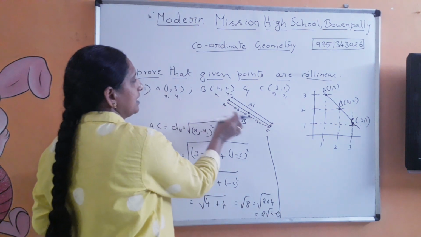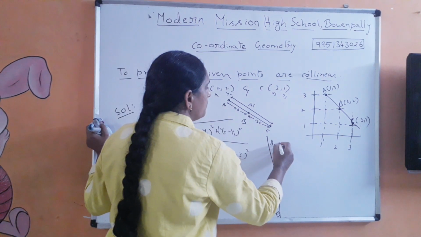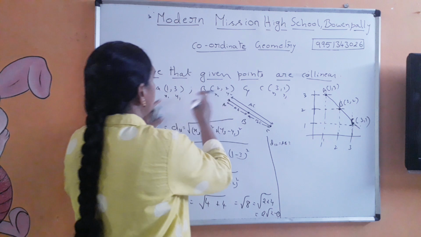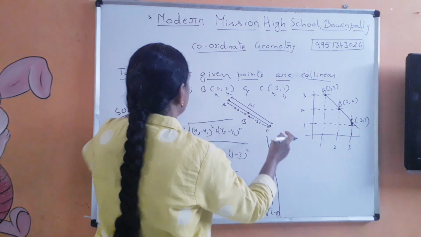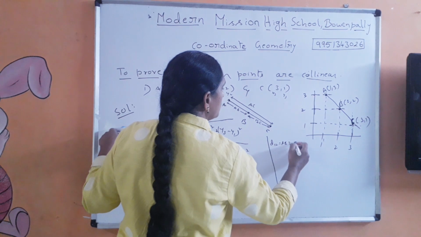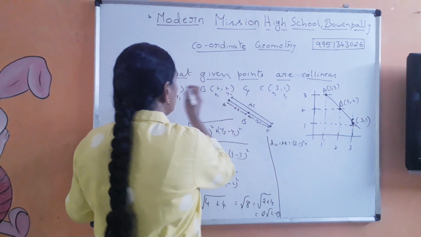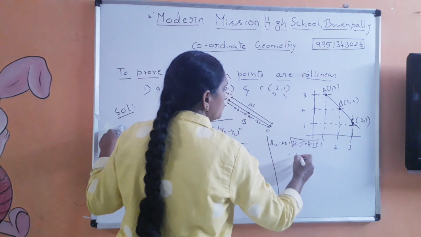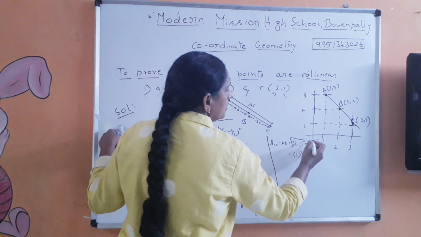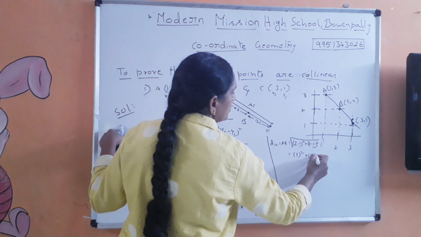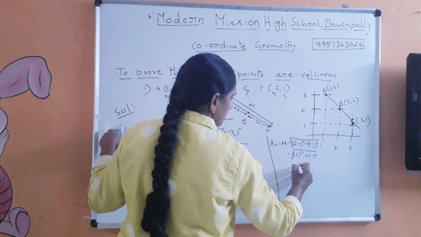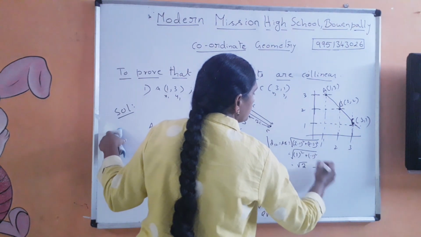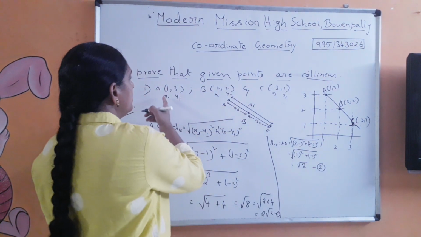Now between this and this, AB. So I will write it as D1,2, which is equal to AB. I don't have enough place, therefore I am directly substituting it. So (2 minus 1) whole square plus (y2 is 2, 2 minus 3) whole square, under root. So this is 1 whole square. 2 minus 3 is minus 1 whole square. So that is square root of 2. Second equation.